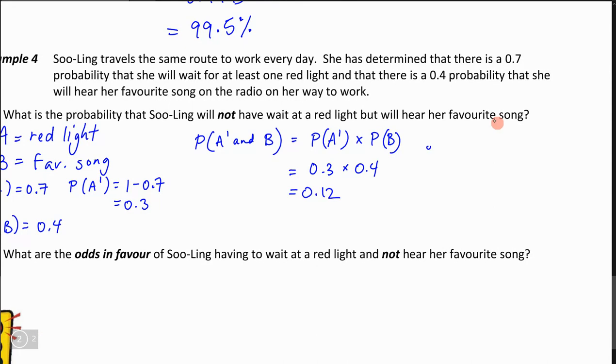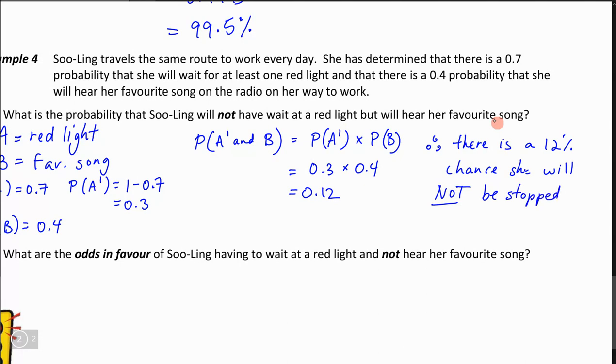So therefore, there is a 12% chance she will not be stopped, but still hear her song.